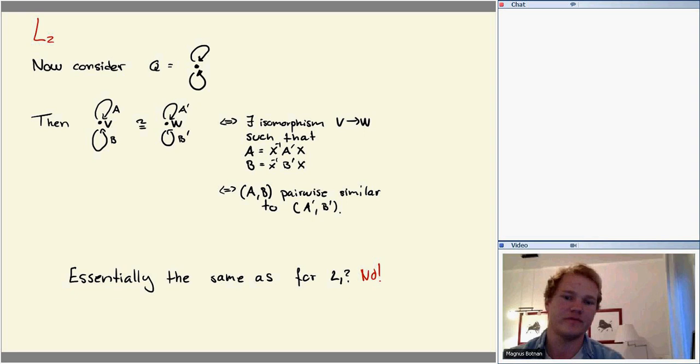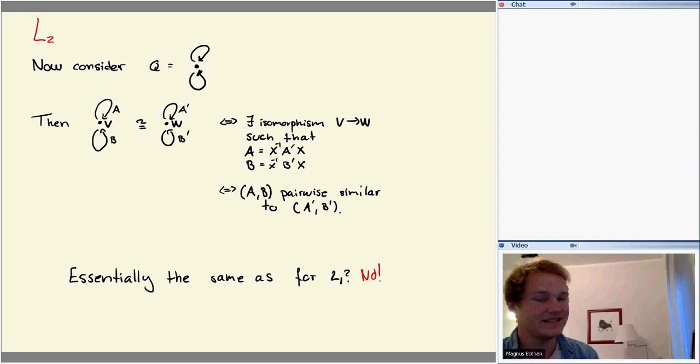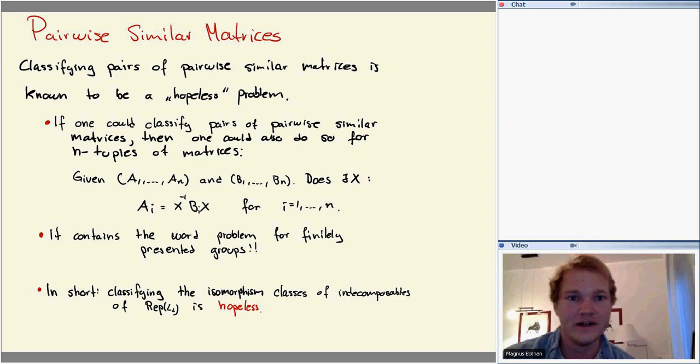Meaning we can do this Jordan block trick, and we should get some kind of understanding of the indecomposables. The thing is, it's not the case, and it's actually not possible to a certain degree, I would say not possible, because classifying pairs of pairwise similar matrices is known in linear algebra to be a hopeless problem.